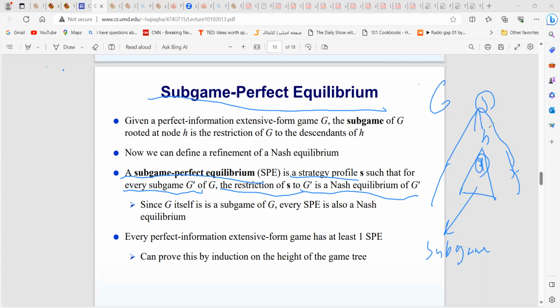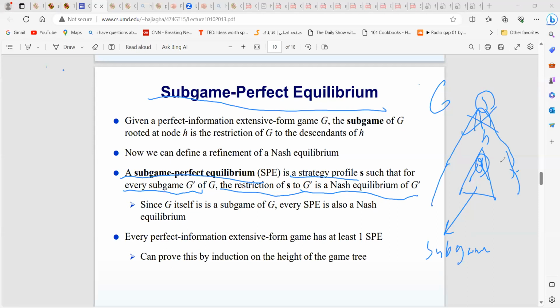This move, this move, this move. And here it may have this move, this move. So when you restrict it to this subtree or subgame, you just forget everything about the rest. You only consider the moves inside this subtree. This is the meaning of a restriction of a pure strategy to this subgame. Every other node which is not inside this tree, just forget about it. For those that remain in this subtree, just take the actions according to the original pure strategy.